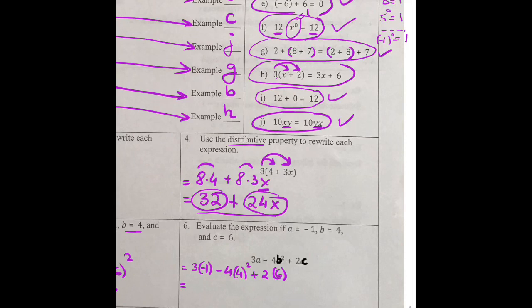Order of operations, the next thing I do is parentheses. Inside the parentheses, everything is solved. Then I move on to exponents. I have one exponent, so I do 3 times -1 minus 4 times 4 squared, which is 4 times 4, which is 16, plus 2 times 6. Order of operations, next thing I can do is the multiplication. 3 times -1 gives me -3, minus 4 times 16.